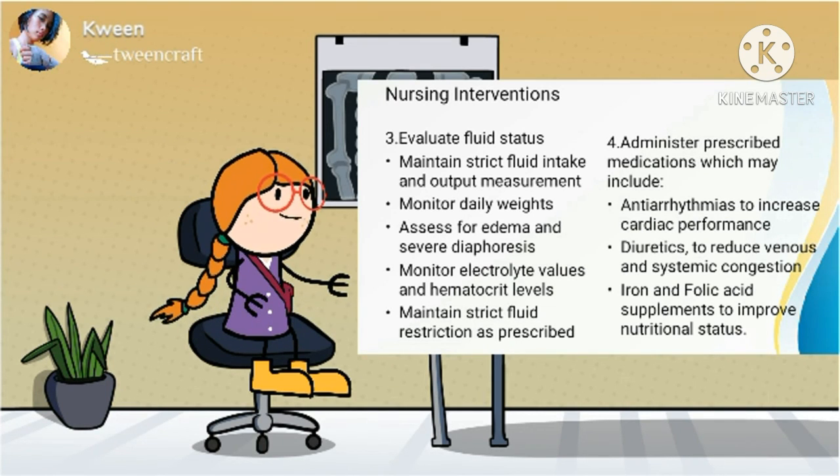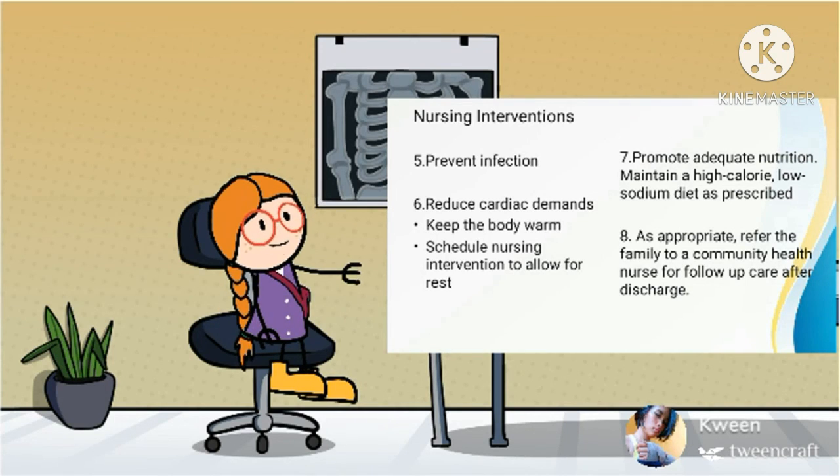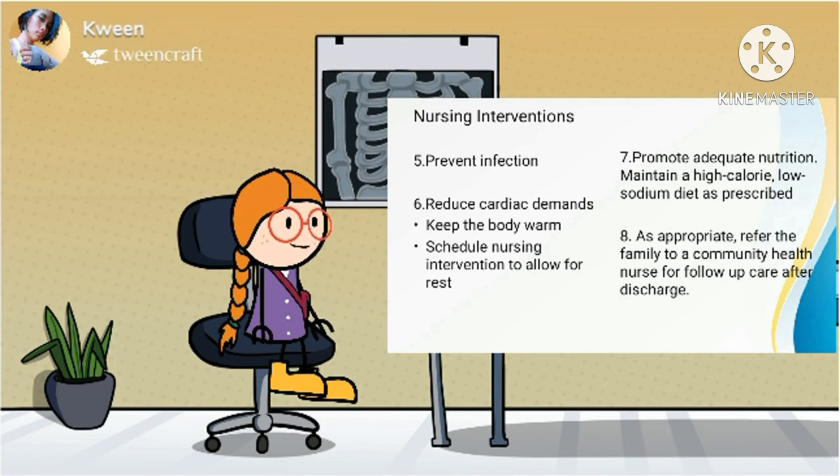Fourth, administer prescribed medications, which may include antiarrhythmics to increase cardiac performance, diuretics to reduce venous and systemic congestion, iron and folic acid supplements to improve nutritional status. Fifth, prevent infection. Sixth, reduce cardiac demands by keeping the body warm and scheduling nursing interventions to allow for rest. Seventh, promote adequate nutrition, maintain a high-calorie, low-sodium diet as prescribed. And lastly, as appropriate, refer the family to a community health nurse for follow-up care after discharge.